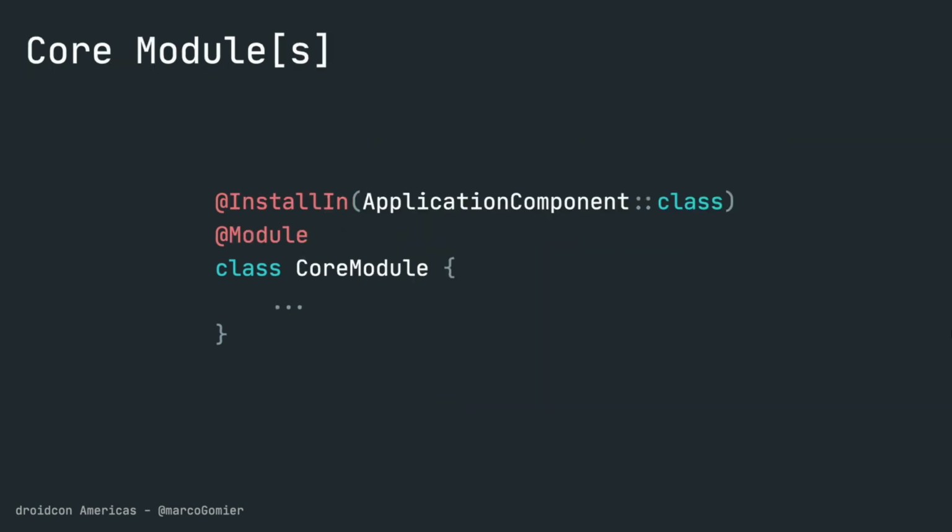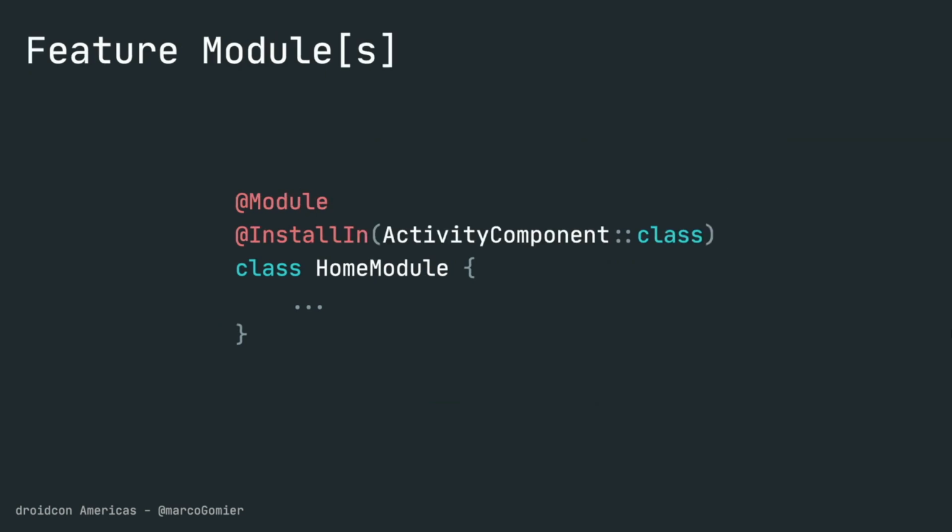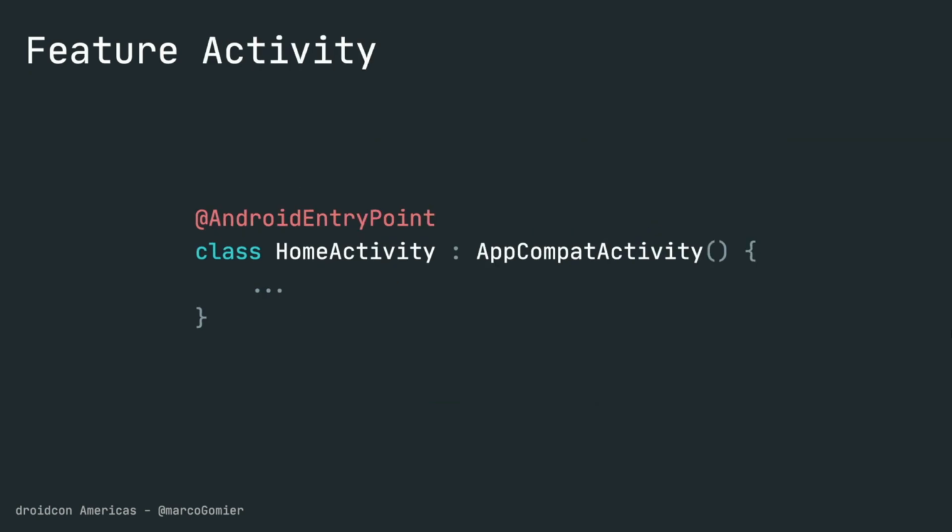Then we have to install our core Dagger module into the application component, and every feature module must be installed in the activity component, or in the specific component where you will use that module. Then in the activity, you have to annotate the activity with AndroidEntryPoint, and that's it. Now you can use the injected variables like you did before without writing so much boilerplate. And also in tests, you can swap and replace a feature module with a fake one.